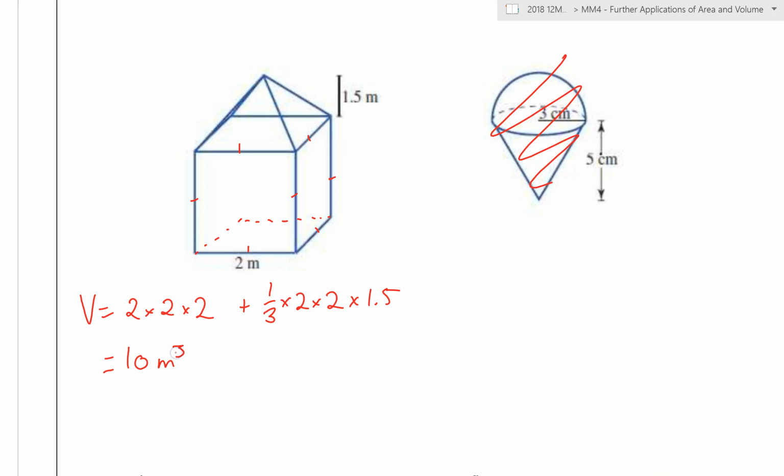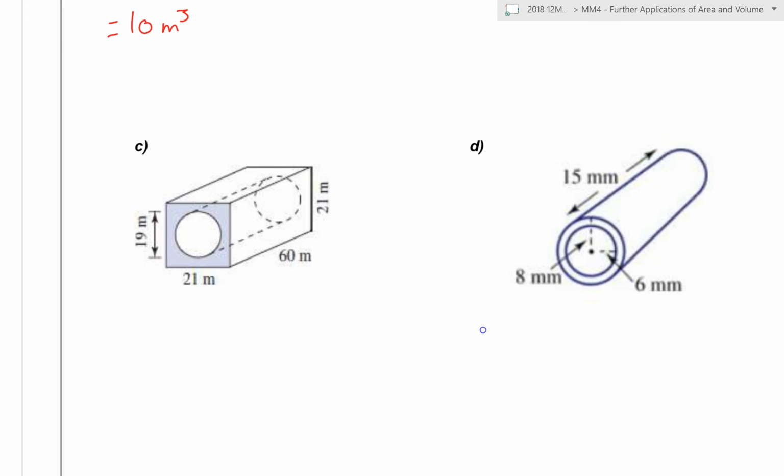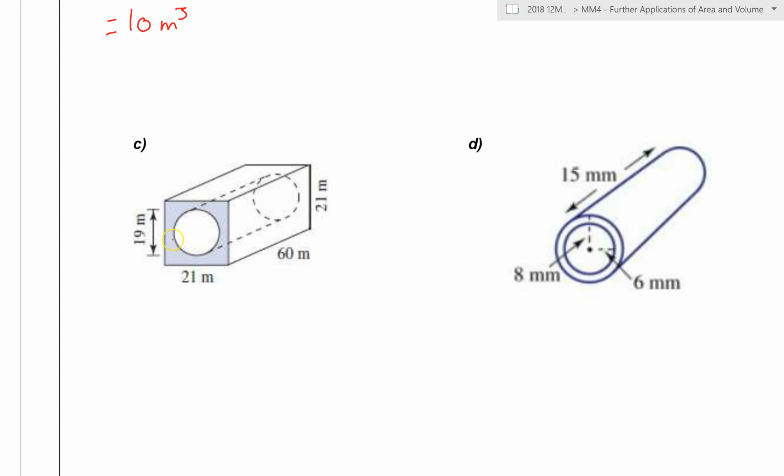Composite solids, same as composite areas. You work out the individual ones, add them together. Now, we've got a couple more here. What do I have here? I have a rectangular prism with a cylinder removed from it.